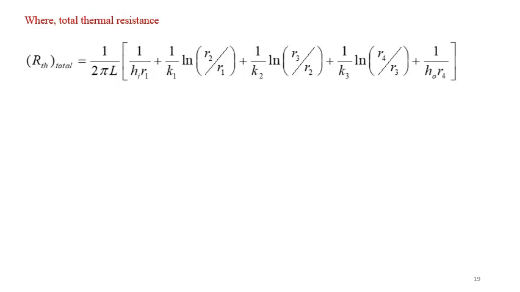Therefore, the total thermal resistance R total is equal to 1 by 2 pi L into 1 by hi R1 plus 1 by K1 ln R2 by R1 plus 1 by K2 ln R3 by R2 plus 1 by K3 ln R4 by R3 plus 1 by h naught R4, which you will get in the data handbook, page number 46.